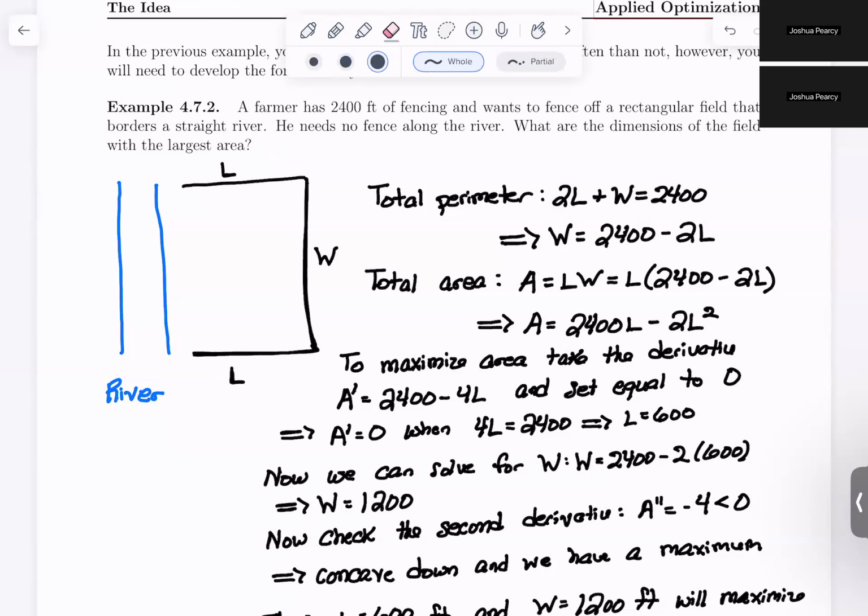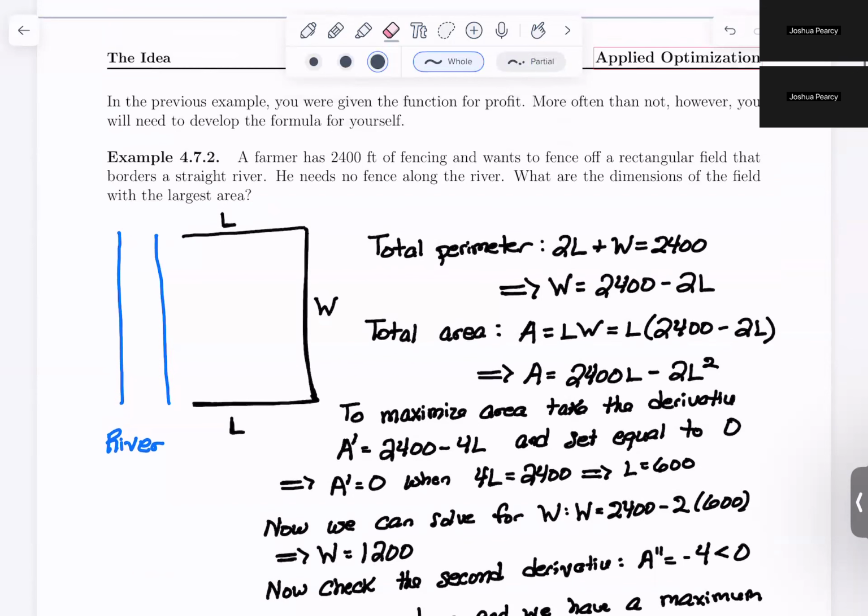What I did here was draw a figure to illustrate this. On the left-hand side in the blue, we have the river, and on the right-hand side in the black, we have the fencing. There's no W along the river right here, because we don't need fencing along the river. That's why I just have an L up top and bottom and then a W on the side.